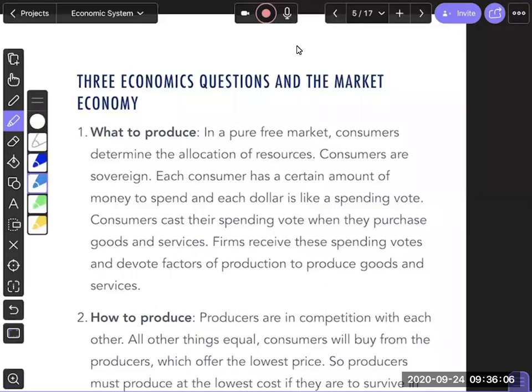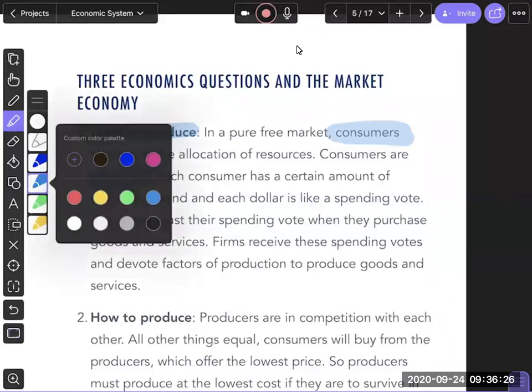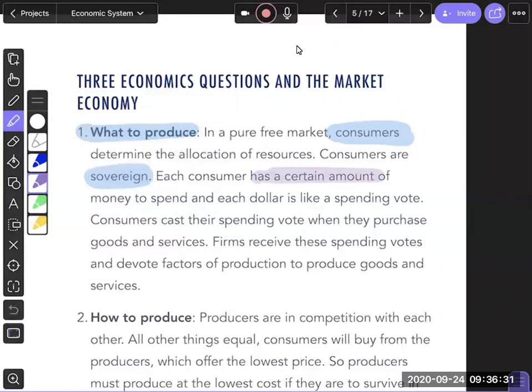And the answer to this question of what to produce is that in a free market economy, it's the consumers who are deciding what to produce. So the consumers are what we call sovereign. They are the most powerful. They are independent. They are the ones who are deciding what will be produced in this economy. How do they do that? Well, we say that consumers have some kind of spending vote. They have some amount of money they're spending, and this amount of money is like spending votes. It's like they are signaling out there that this is what we want.